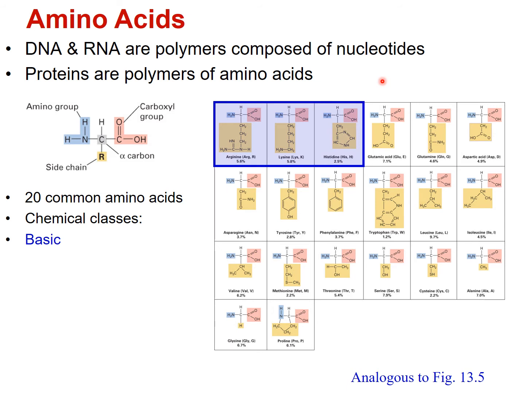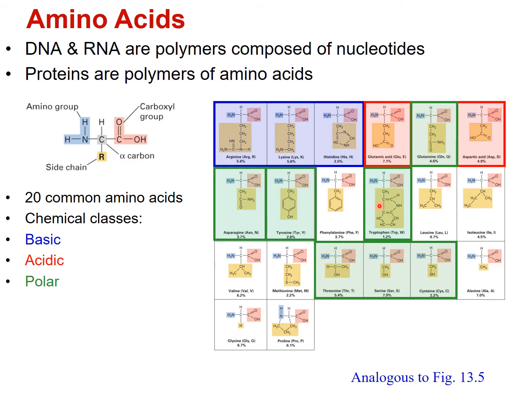You should know the basic amino acids: arginine, lysine, and histidine. You should know about the acidic amino acids. They're easy to remember because they have acid in their name: glutamic acid and aspartic acid. And I'm going to use these as an example in a later slide when talking about the genetic code, so keep those in mind.